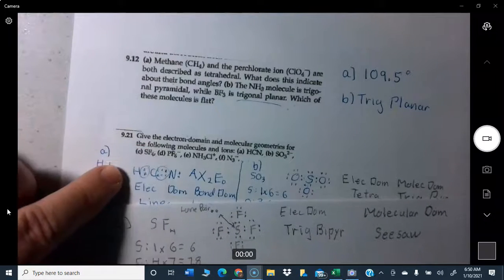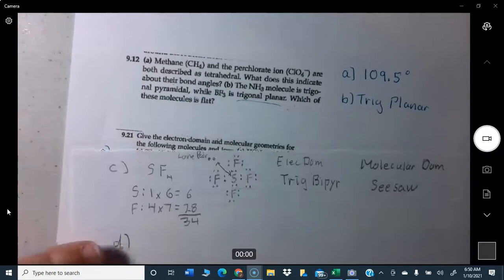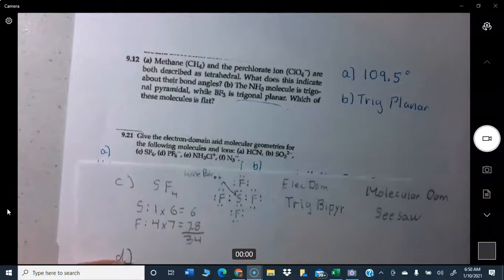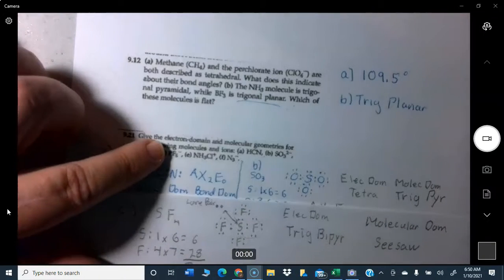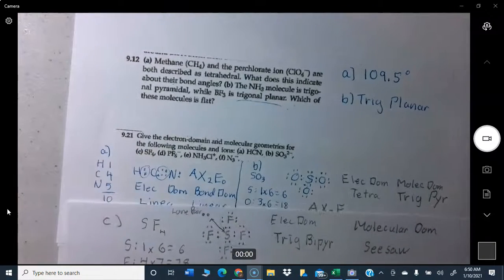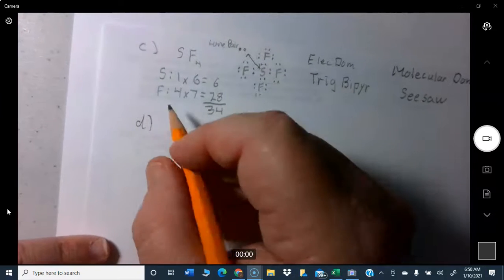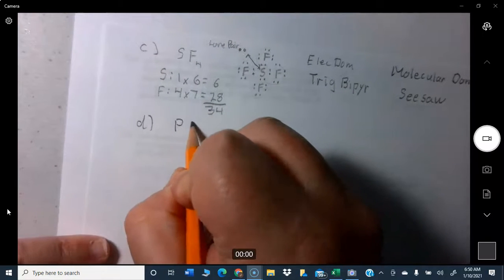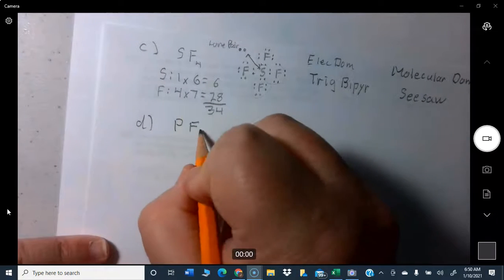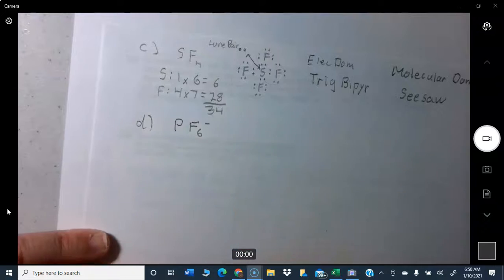And the next one we have is D. By the way, notice this is an extended octet. They didn't ask you that, but just notice that. PF6 minus, that's definitely going to be an extended octet. Okay, so PF6, because you've got 6 atoms bonded to the central atom. And it's a negative.